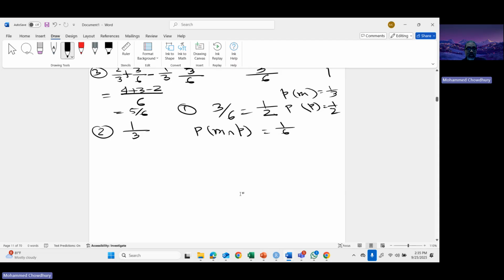Similarly, the next one is the conditional probability, right? What is that one? Question 5, I think.